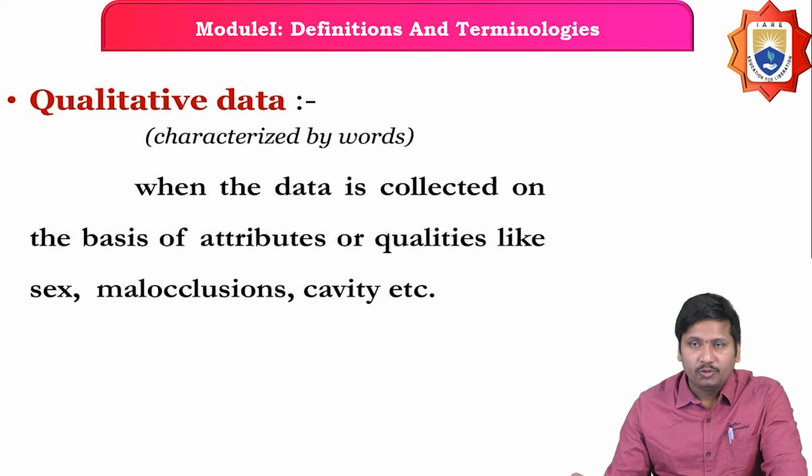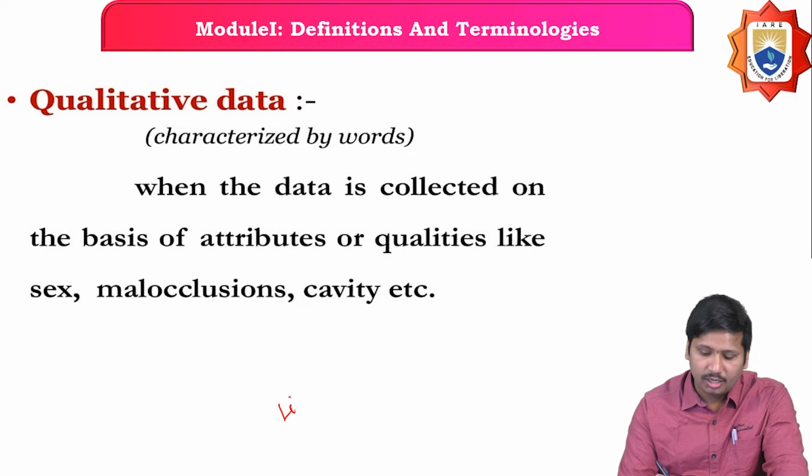So what is qualitative data? That is what I will explain now. Qualitative data is when the data is collected based on attributes or qualities, like color, religion, and sex, etc. The data gathered based on attributes is considered qualitative data. So the question here is: what is qualitative data?